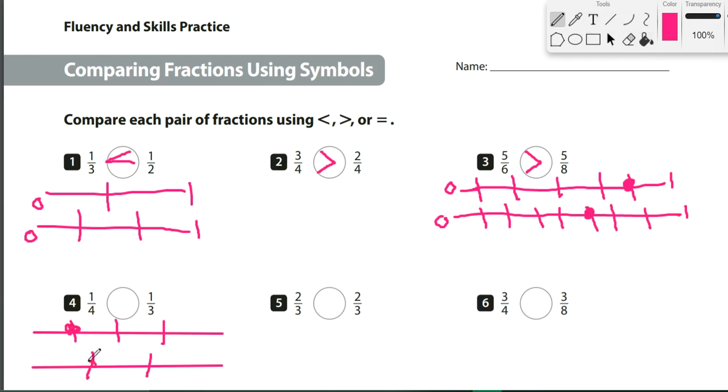And here's 1/3. So I notice that my third is larger than my fourth because, again, think about sharing something with 3 people versus sharing something with 4 people. The more people you have to share something with, the less of whatever it is you're going to get.